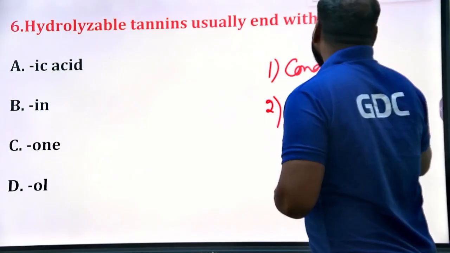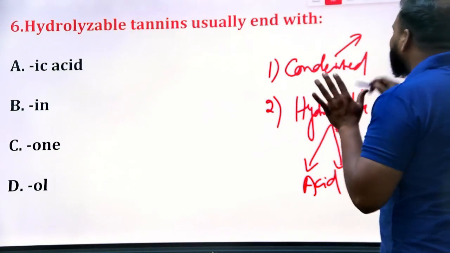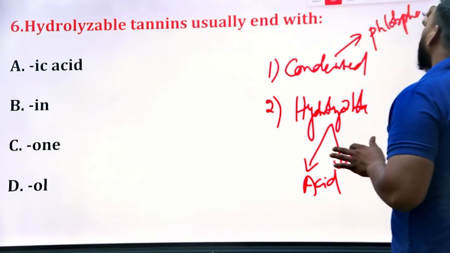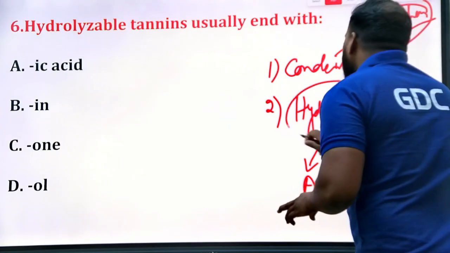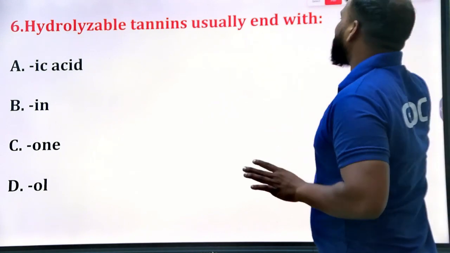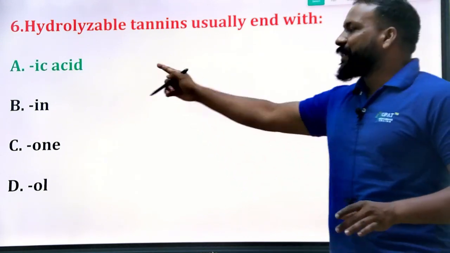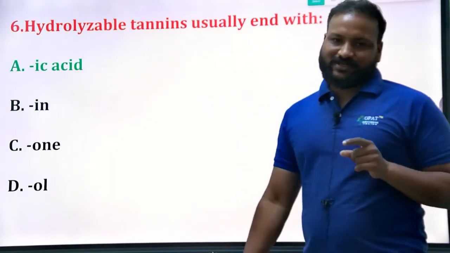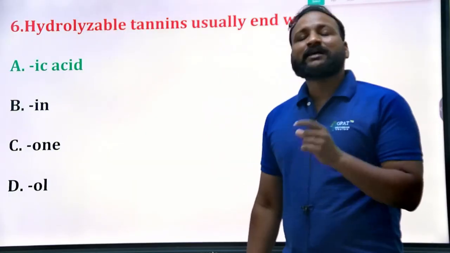But whereas condensed tannins, when they are subjected to hydrolysis, they give a red color compound called phlobaphenes. Do remember, from the condensed tannins we get the red color compound called phlobaphenes, but from the hydrolyzable tannins we get the acid mixtures. Hydrolyzable tannins finally give ic acid. Gallic acid is an example of the hydrolyzable tannins. Their suffix will be ic acid.